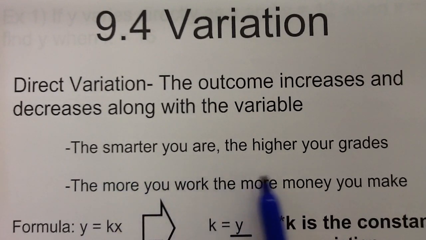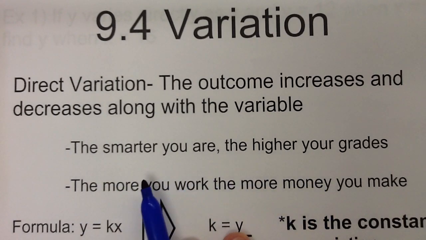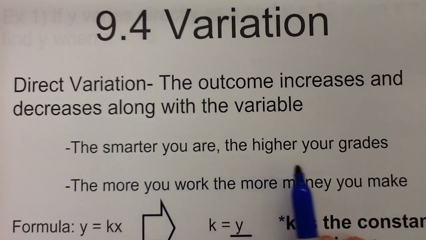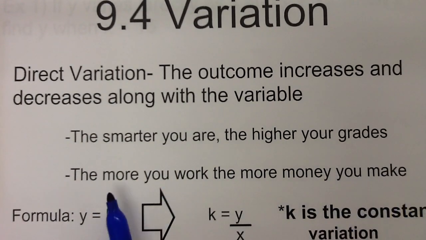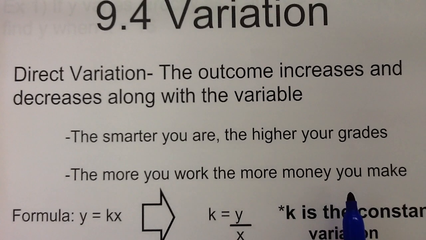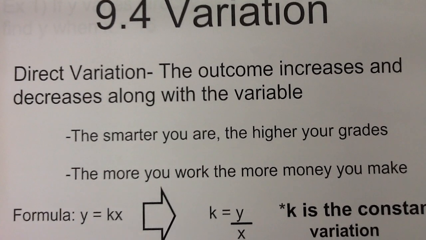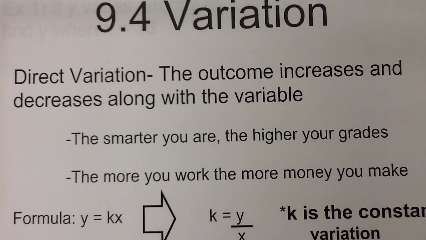The smarter you are, the higher your grades. Or the opposite, the less intelligent, the lower your grades. Or the more you work, the more money you make. Or the opposite of that would be the less you work, the less money you make. So just to summarize it, whatever you do, the outcome is going to move the same direction. So if you do more of something, you're going to get more in return. You do less, you're going to get less out of it.